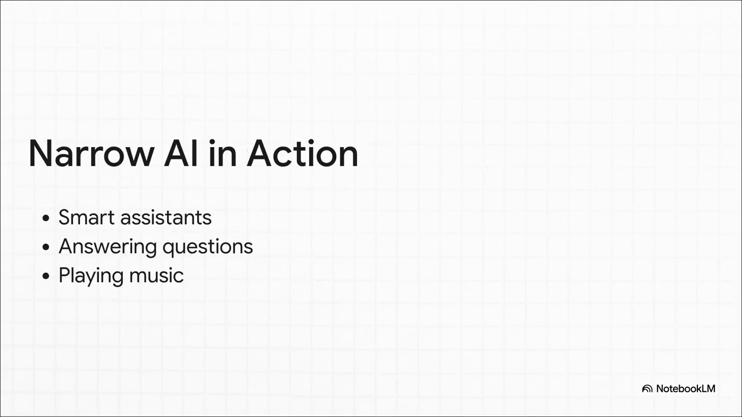Now, pretty much everything you interact with right now, that's narrow AI. Your smart assistants, Siri, Alexa, they're fantastic at answering your questions, queuing up your favorite playlist, or turning off your smart lights. But, and this is key, their intelligence is heavily restricted to those very specific parameters. They aren't going to suddenly start writing a novel or inventing a new recipe on their own.